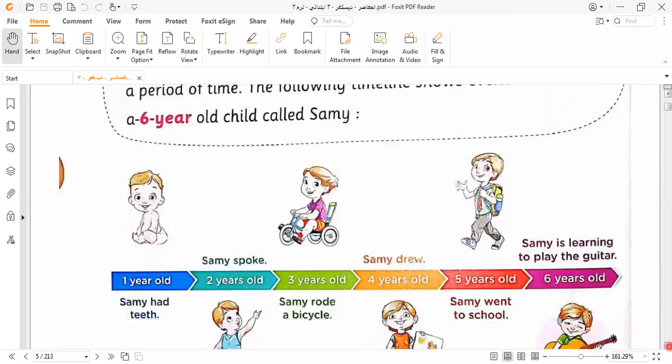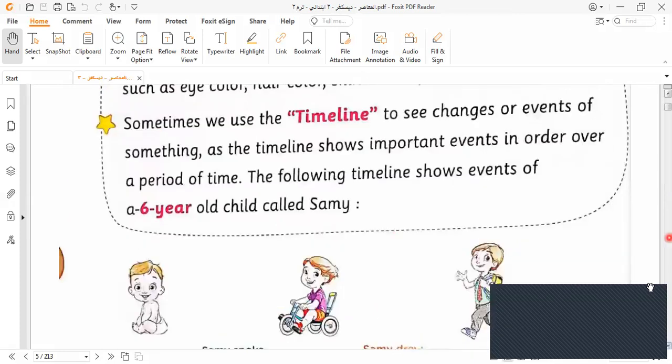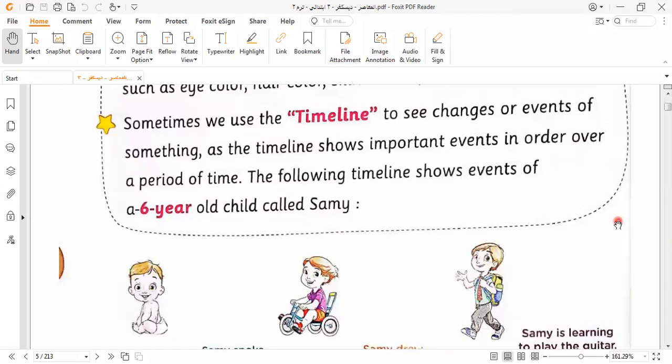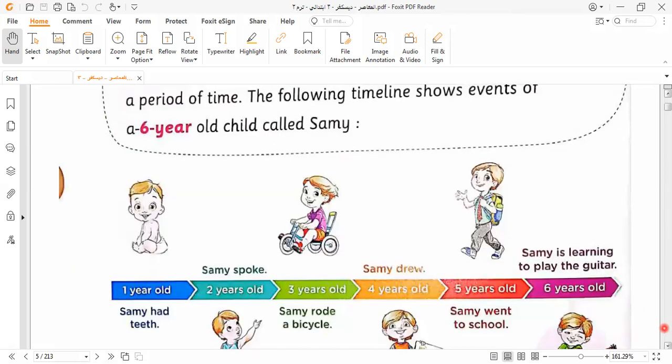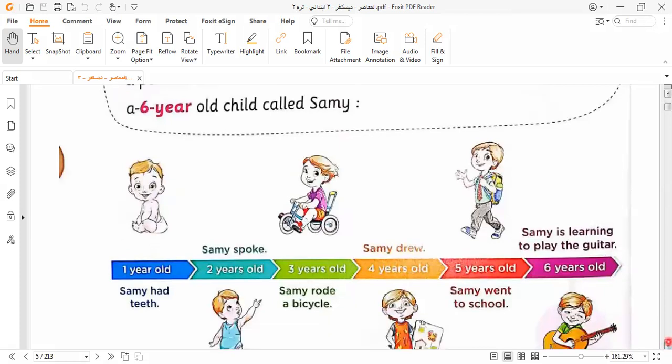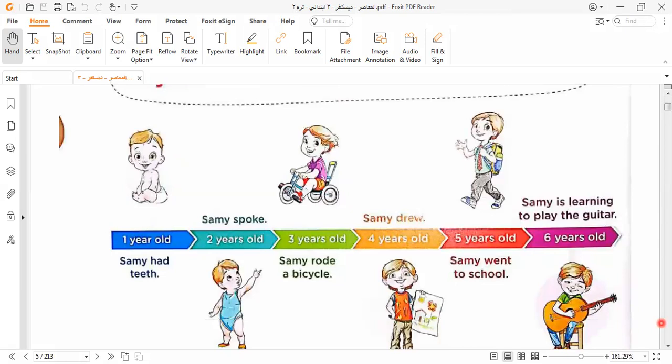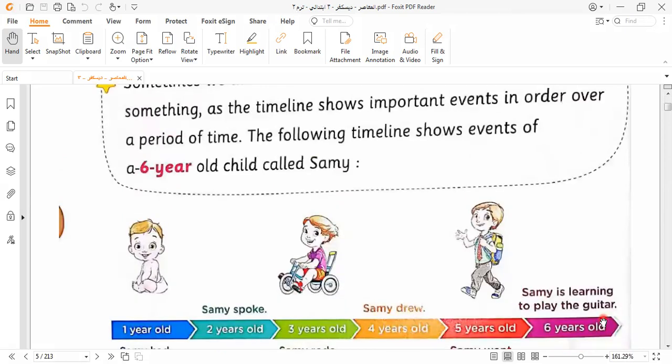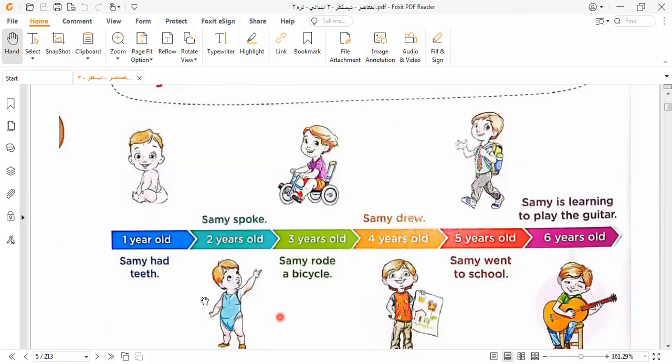Timeline shows important events in our life. Like the time we are walking, the time we are speaking, the time we are training sports or have a talent, all of this. So a timeline shows the events of our life.